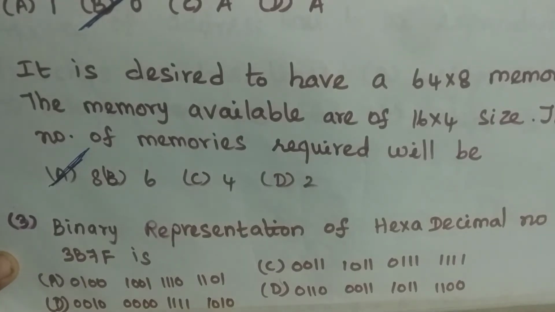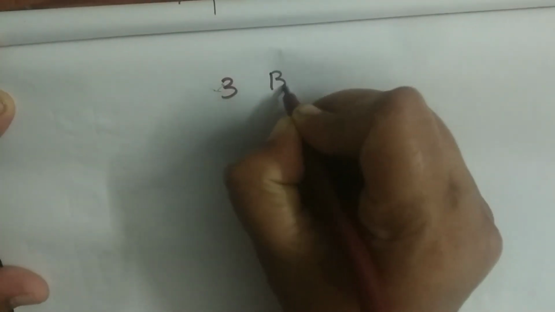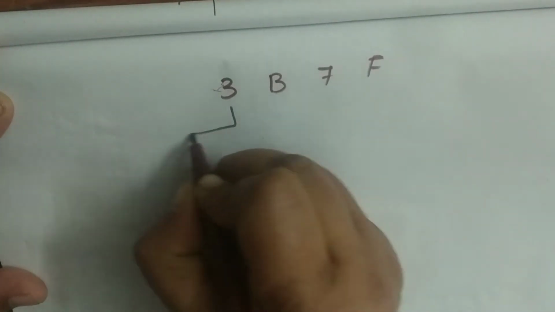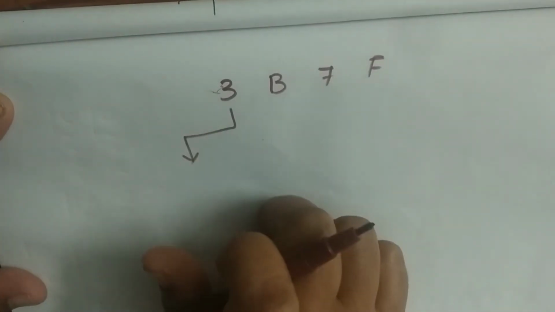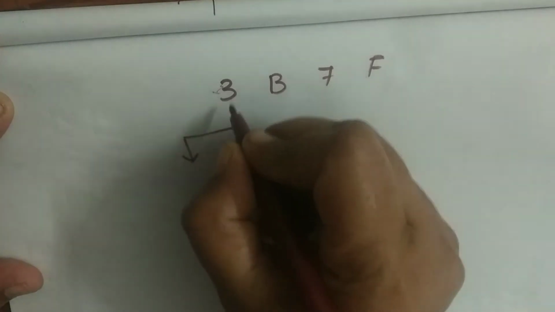Then the third question: binary representation of hexadecimal number 3B7F is. Binary representation of the hexadecimal 3B7F. Hexadecimal representation is 4 digit. We have to write the 4 digit binary code, isn't it? By using 8421 code, we have to write the binary number.